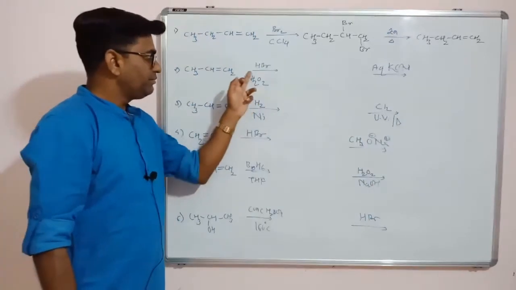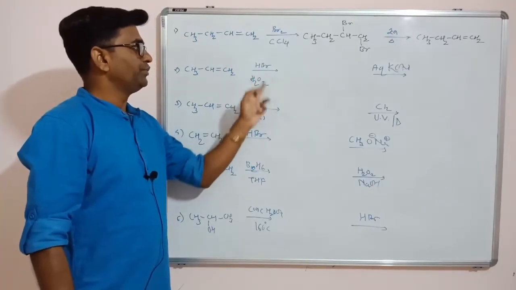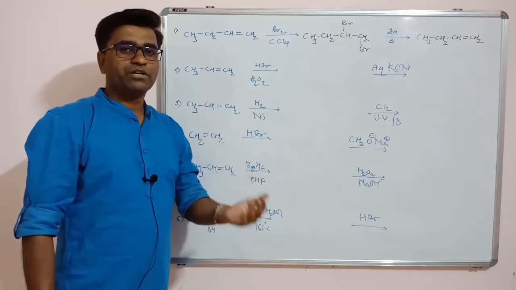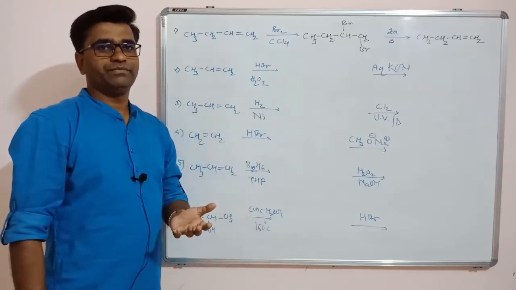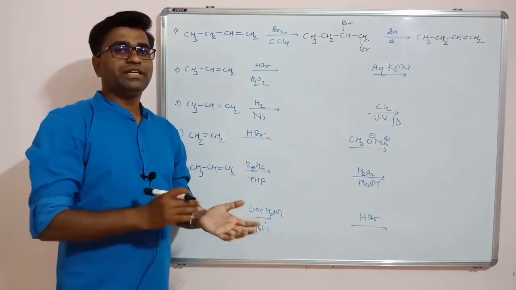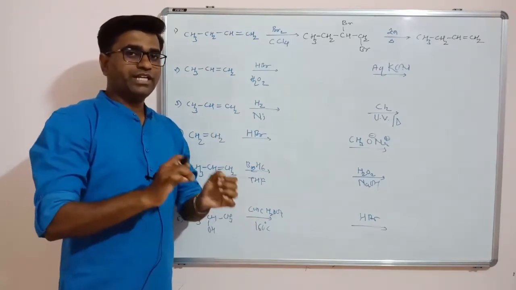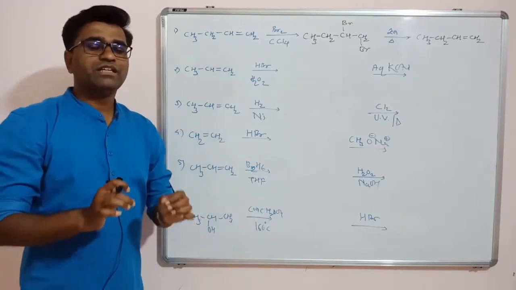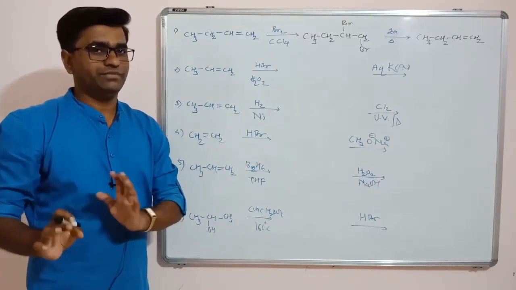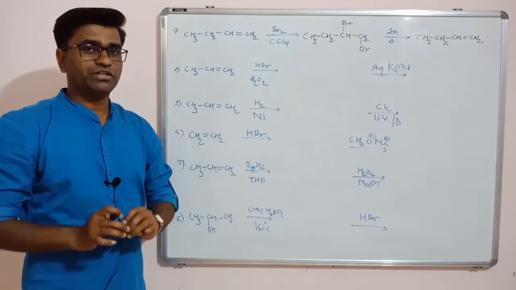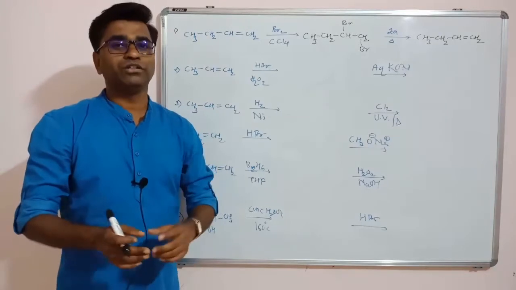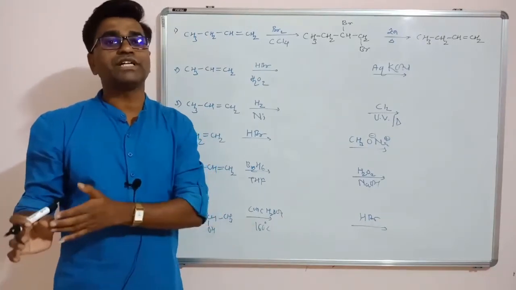Now see the reagent properly. This is H2O2. H2O2 means anti-Markovnikov's rule addition. What is Markovnikov's rule? In an addition reaction, the negative part of the reagent goes to the carbon atom which has less number of hydrogen atoms. That is Markovnikov's rule. But because of this H2O2, here it will be anti-Markovnikov's rule. You can say the peroxide effect.